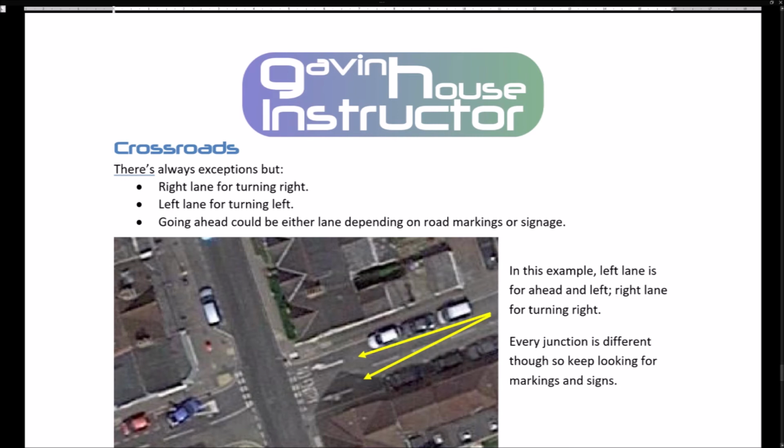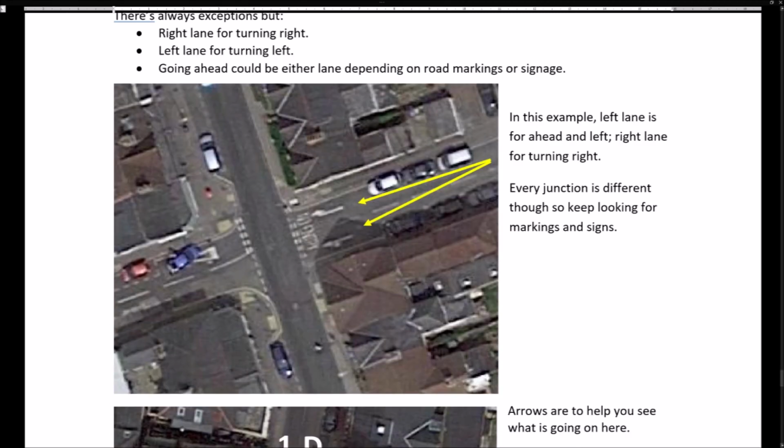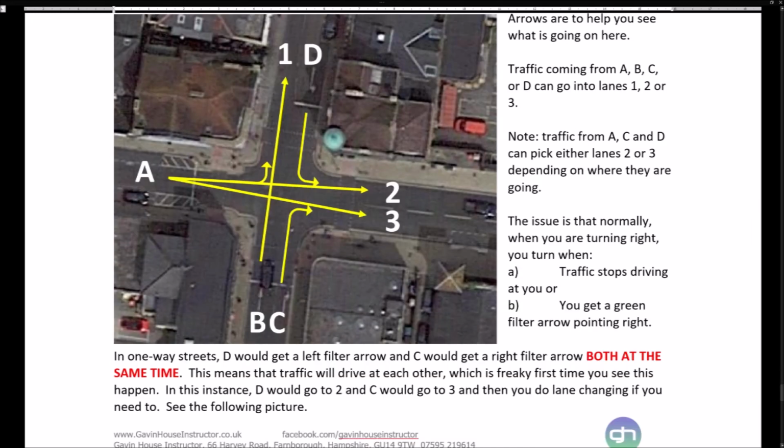There's always exceptions, but right lane for turning right, left lane for turning left. Going ahead could be either lane depending on road markings or signage. In this example, left lane is for ahead and left, right lane for turning right. Every junction is different though, so keep looking for markings and signs. Arrows are to help you see what is going on here.